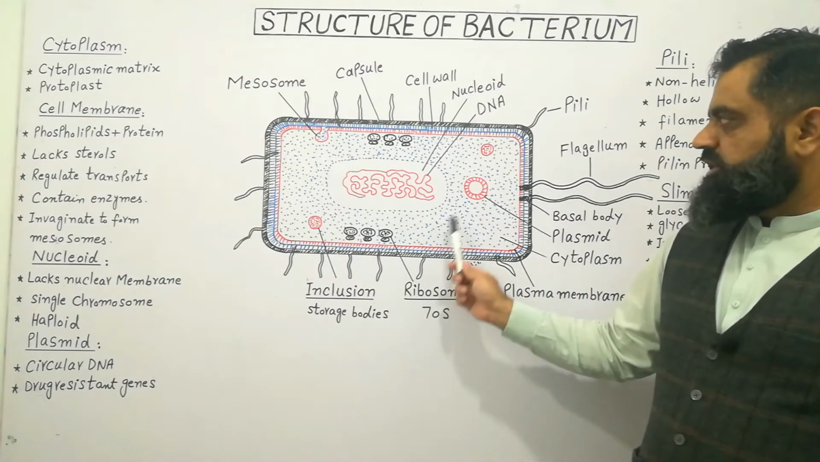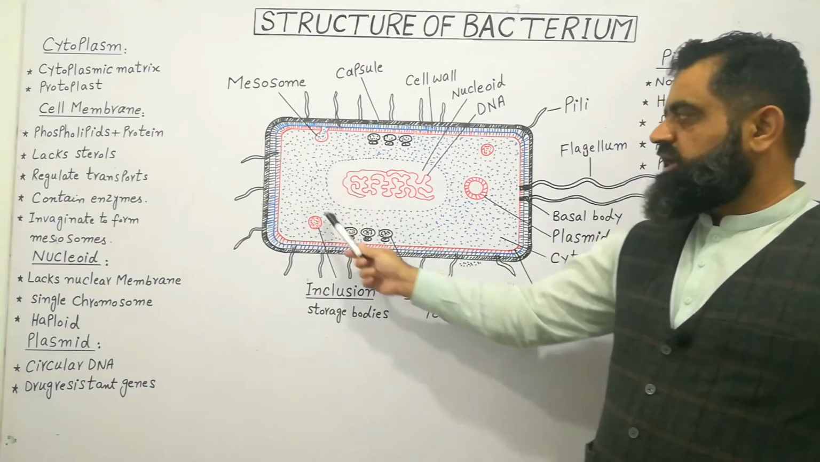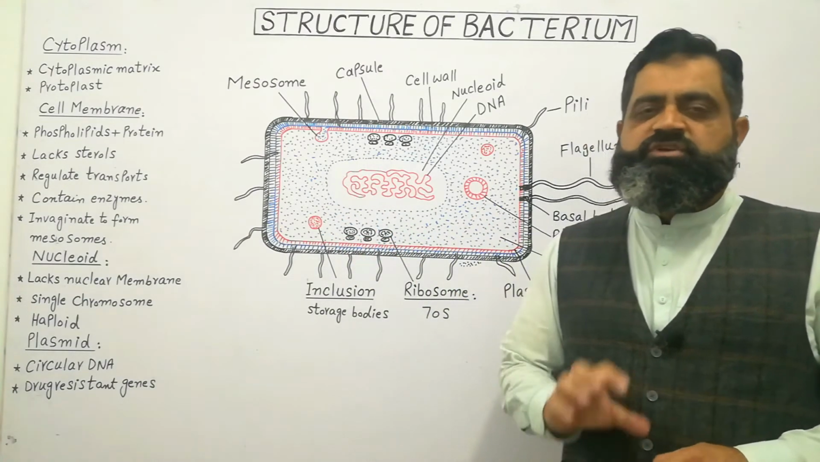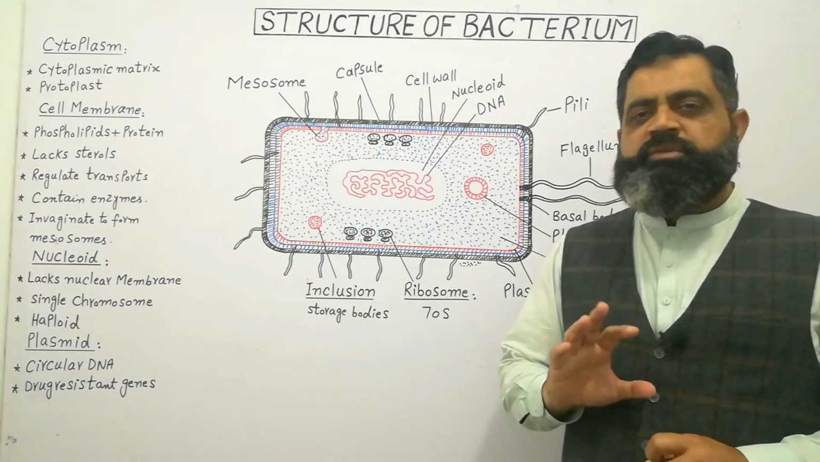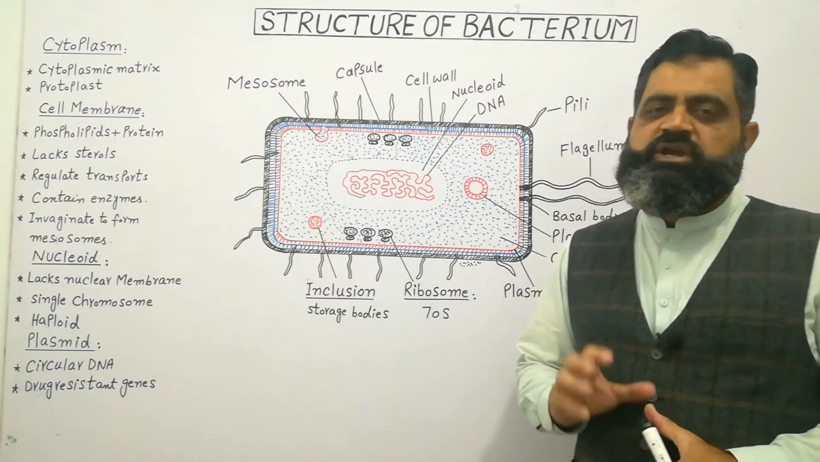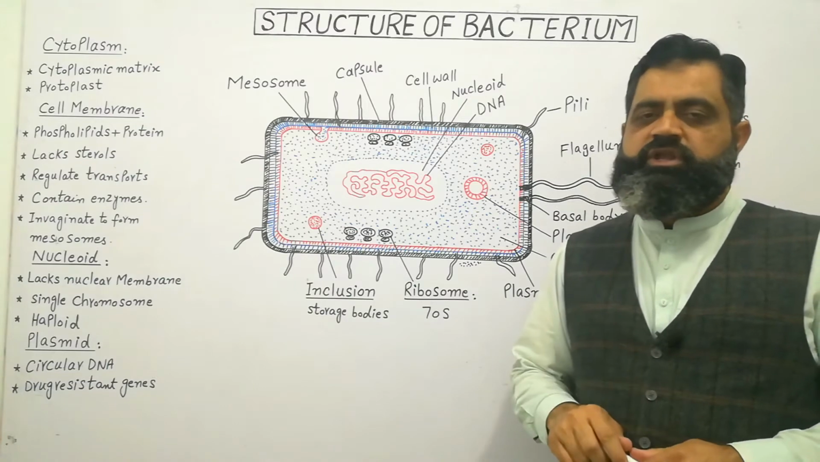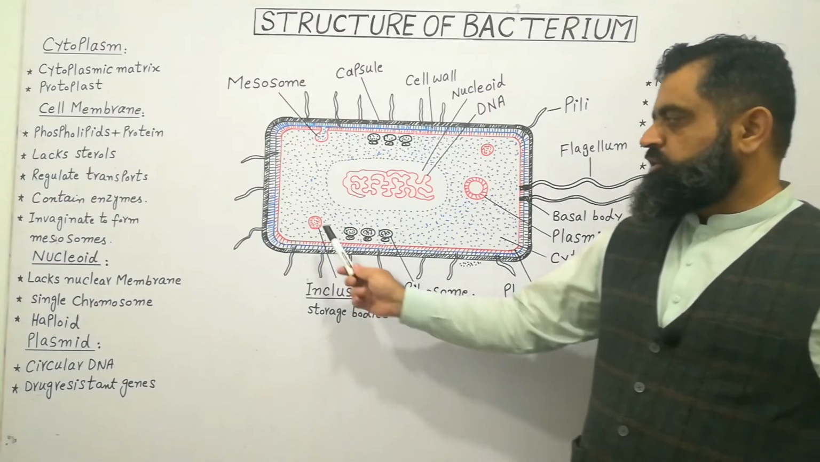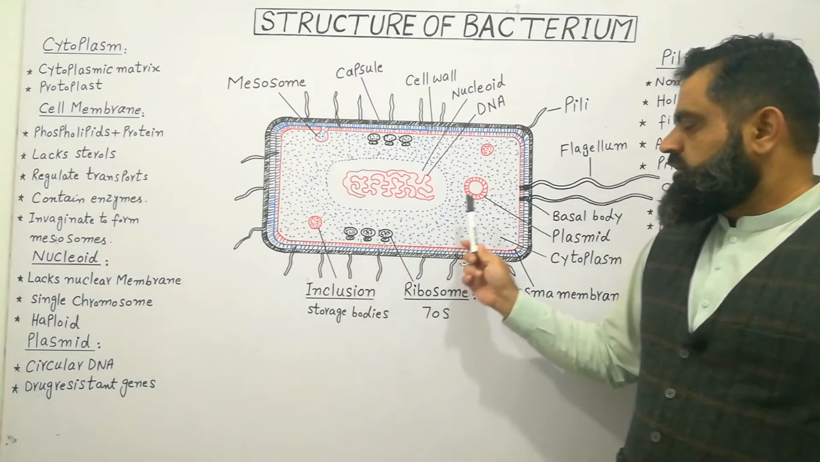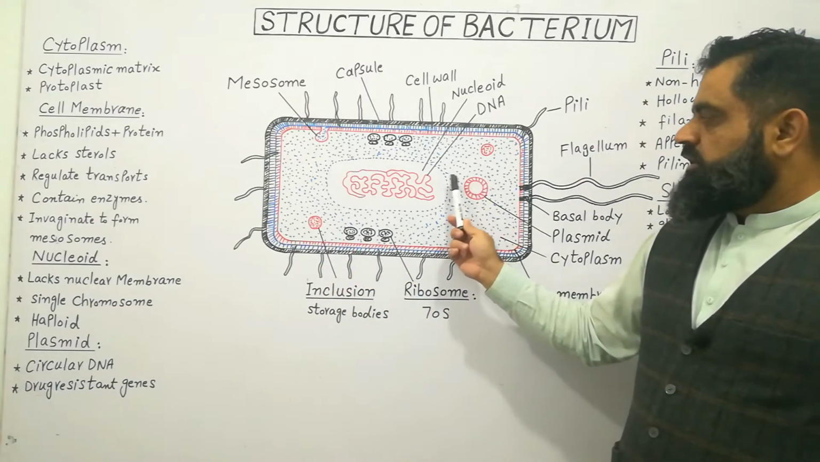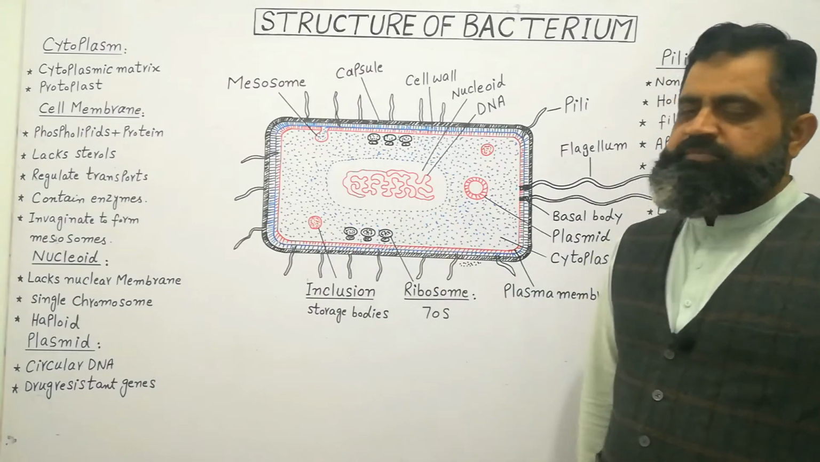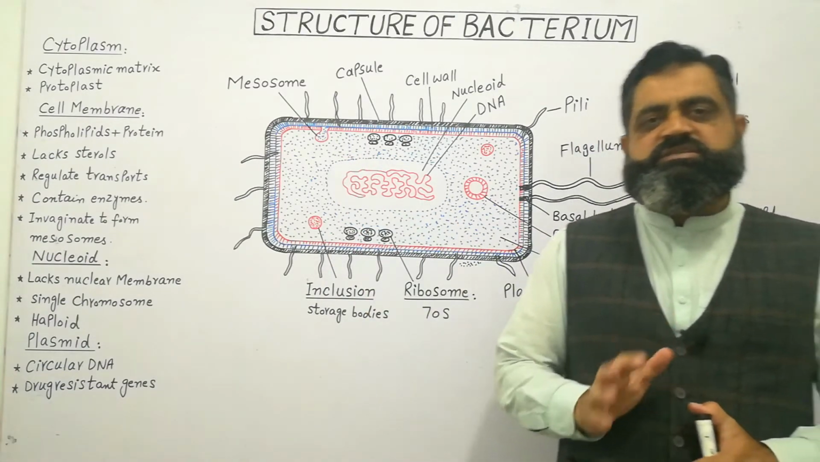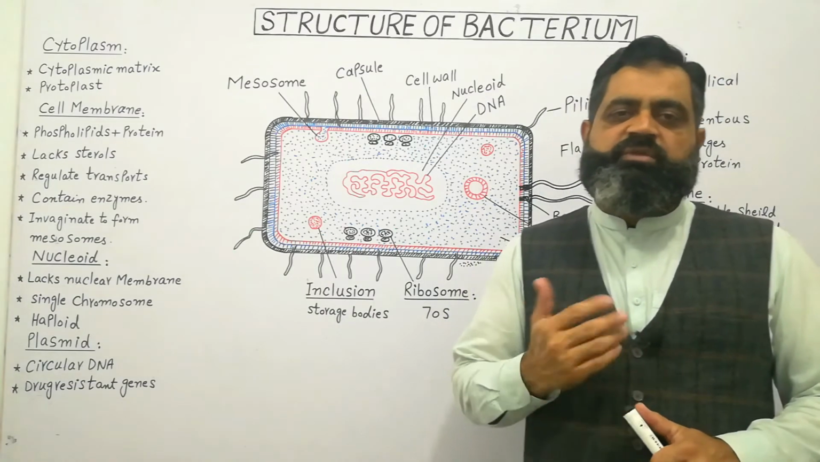Inside the plasma membrane there is a fluid which is known as cytoplasm, in which small non-membranous organelles are present. As you know, prokaryotic cells do not contain membrane-bound organelles. These organelles contain inclusions, ribosomes, plasmid, nucleoid and DNA, and sometimes mesosomes. So now let's discuss these parts of the cell one by one in detail.